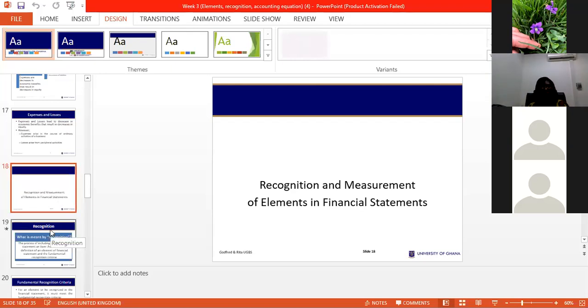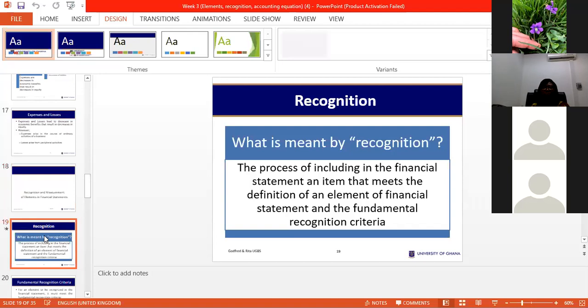Now let's look at recognition and measurement. When we were looking at the framework last week, we looked at the users, we talked about the financial reports, and that's what we have just done, the components described in the framework. We looked at the reports that are generated. We looked at the qualitative characteristics. One thing we didn't look at in the framework was recognition and measurement of elements in the financial statements. And so that is what we intend to do now.